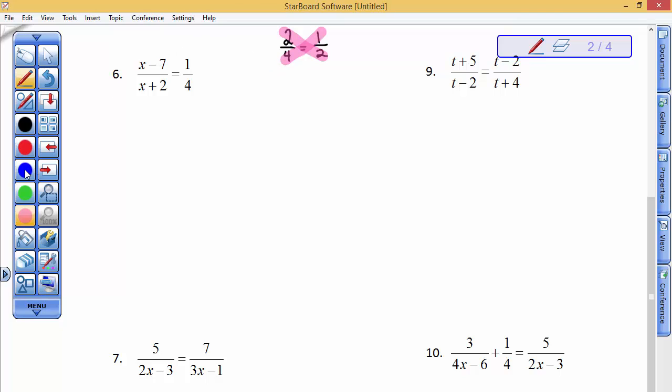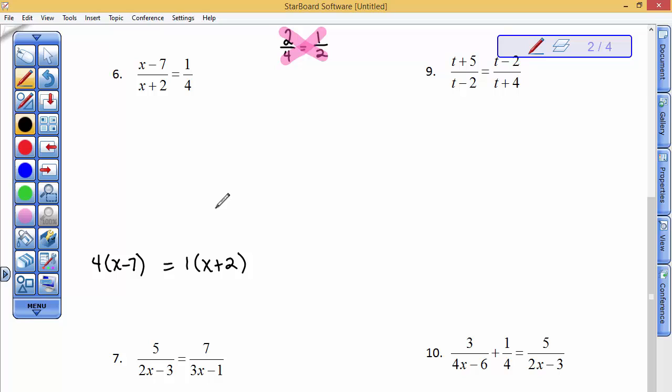So I could take this and multiply those together and set that equal to that product because I have a fraction equal to a fraction. So that will be, and I'm going to put it way down here, I'm going to erase this. The upper left and the lower right will be 4 times x minus 7, and the upper right and the lower left would be 1 times x plus 2. And you have gotten rid of your denominators and you can solve this equation.